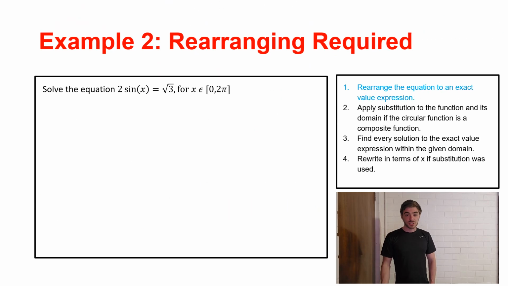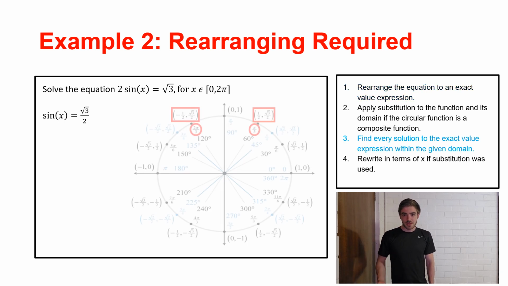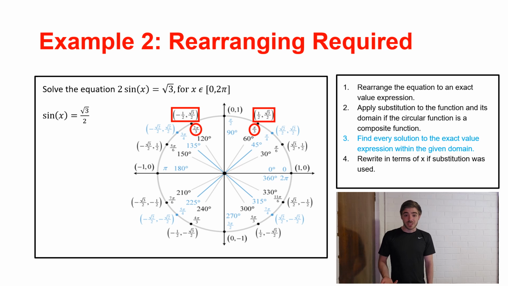Here we have a circular function that requires rearranging. This just means we want to get the circular function on one side and the exact value on the other. All we do here is multiply by 2. Having done that, we just follow the same steps as before. This is not a composite function, so we move on to the third step, which is to find the angles that correspond to sine becoming root 3 over 2. And when you do that, you're going to figure out that the angles are going to be pi on 3 and 2 pi on 3. Again, our domain was 0 to 2 pi, and so we've figured out all the solutions required.